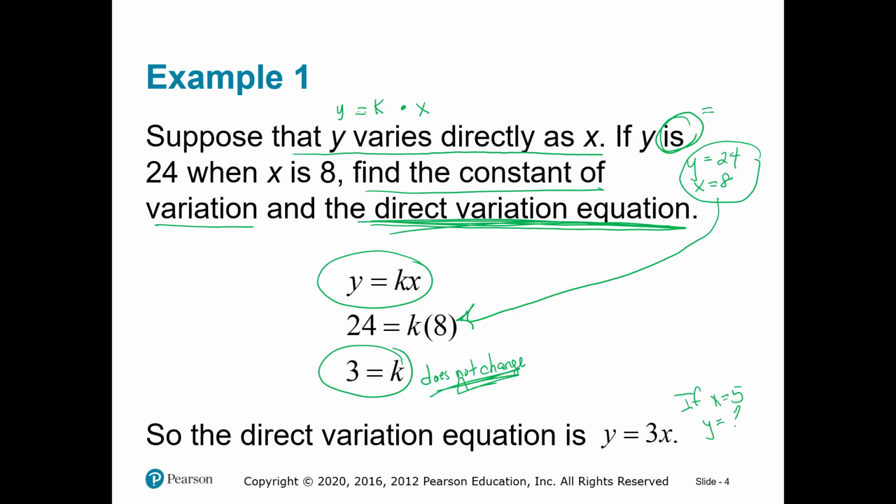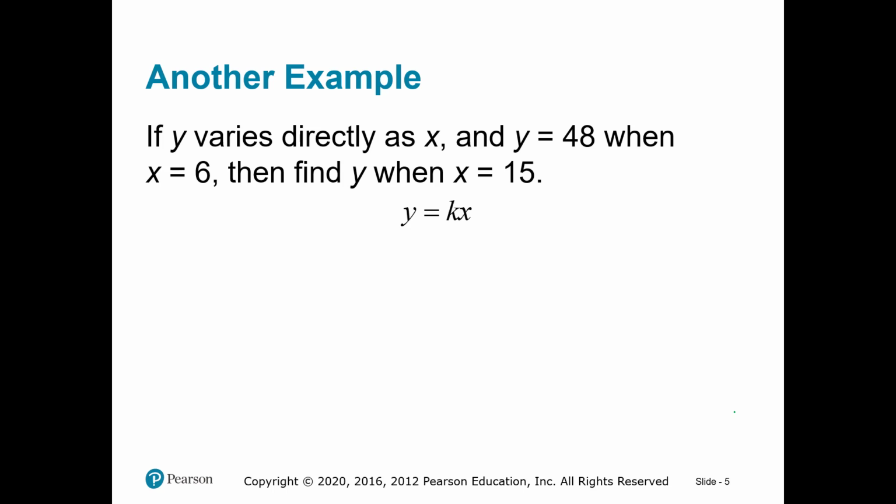Okay, let's look at another one. Y varies directly as x. Y is 48 when x equals 6. Find the y when x equals 15. Okay, so here's the deal. Let's take a look at this. Y varies directly as x. What do we write? Correct. Y. We see varies. What do we write? Correct. Equals k. We see directly. That means multiplication. And then there's the x, which is why they have written y equals kx. Good? Okay, so that's reading it up until this comma.